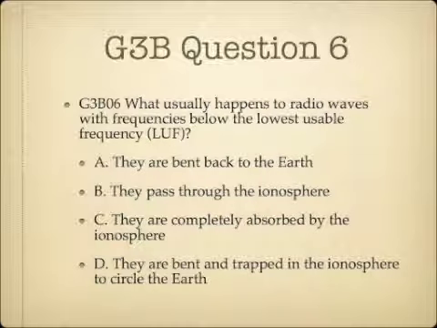Question 6. What usually happens to radio waves with frequencies below the lowest usable frequency? A. They are bent back to Earth. B. They pass through the ionosphere. C. They are completely absorbed by the ionosphere. Or D. They are bent and trapped in the ionosphere to circle the Earth.